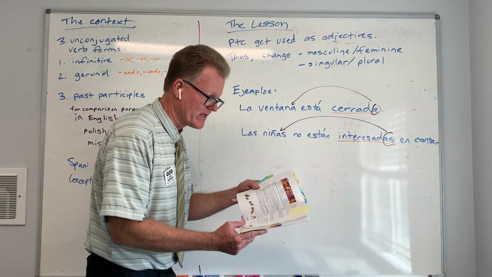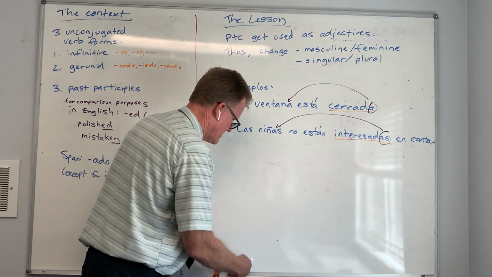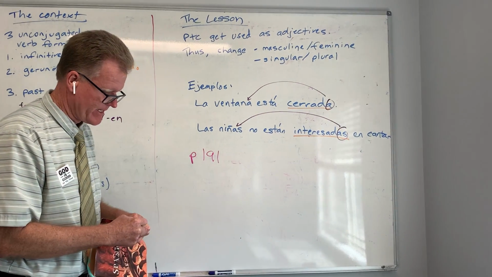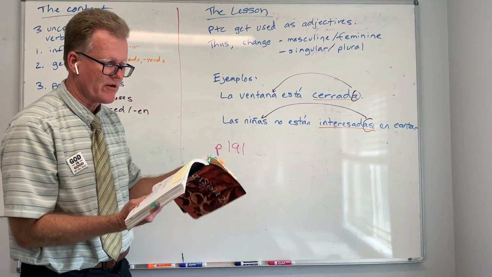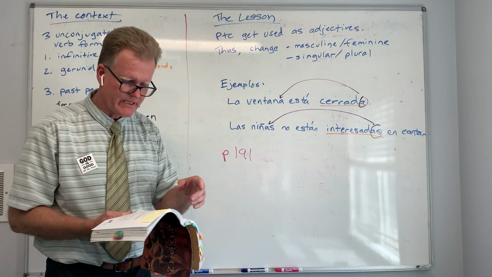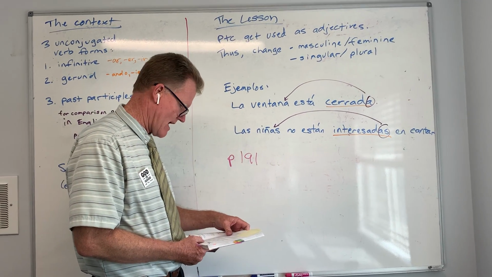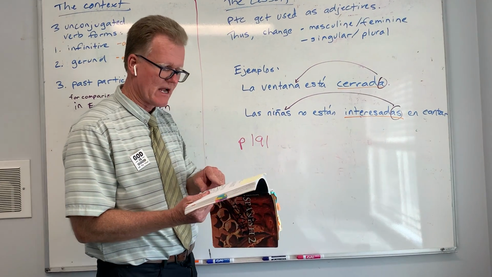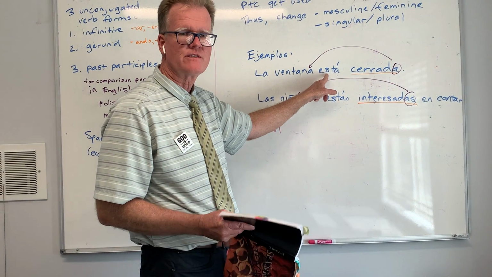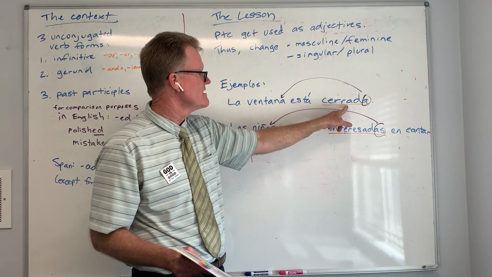This example comes straight out of the book, page 191. Let's just write that on the board. I've written two sentences from the book on the board, and the rest of the sentences I was too lazy to write, but I will read them with you. The first one is "La ventana está..." The book puts "estaba," which is past tense. I put "está," which is present tense. We're not focusing on past tense anymore. We're just focusing on the participle, this orange underline, "cerrada."